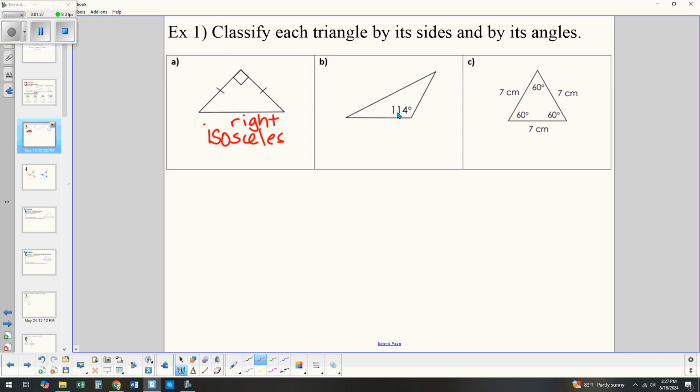So in B, I'm going to do the angle first. So we see an obtuse angle here, so this is an obtuse triangle. And it doesn't give us any indication of congruent sides, whether there are or not. There could be, but if they don't tell us that there are, we're just going to have to call this scalene.